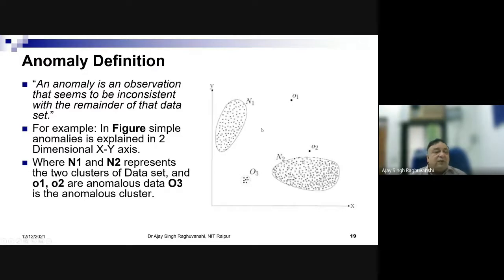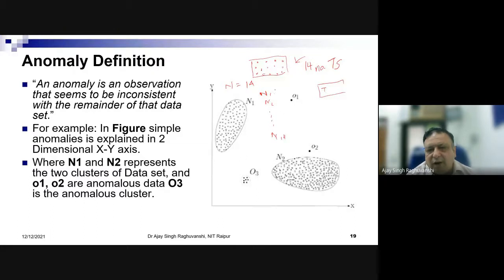Anomalous basically means inconsistent with the rest. An example is an observation which is inconsistent with the remainder. Suppose I have one room, and in this room I have deployed 14 temperature sensors, and I'm looking at the readings of all these sensors. So n equals 14, there are 14 sensors, N1, N2 up to N14, and I'm getting the readings.